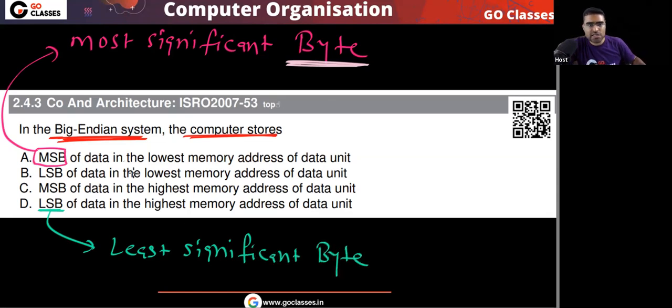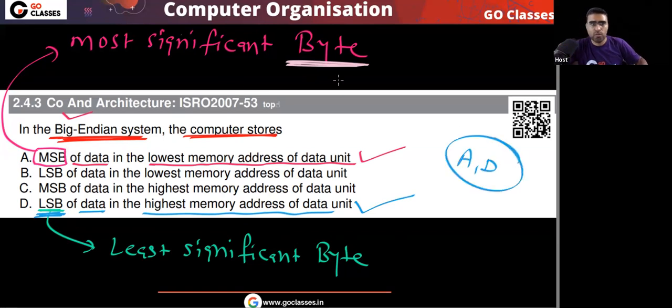Okay, so the question is asking that in a big Endian system, the most significant byte of data, where will that go? That will go to the lowest memory address. Yeah, that is correct. Option A is correct. But option D is also correct. The least significant byte of data will go to the highest memory address. Yeah, that is also correct. So for this question, the answer will be A, D. Both the options are correct.